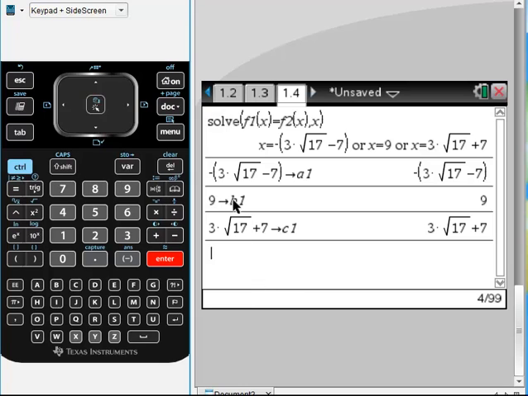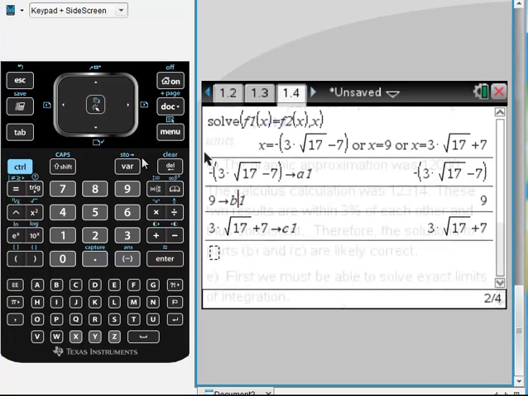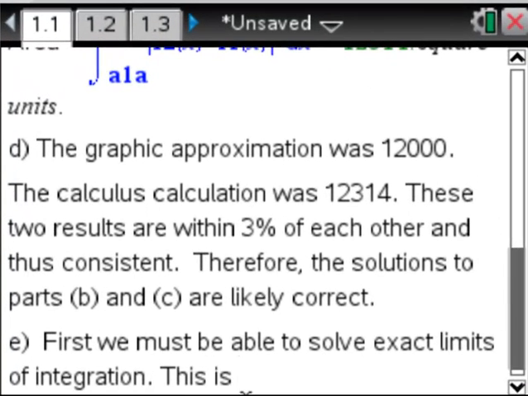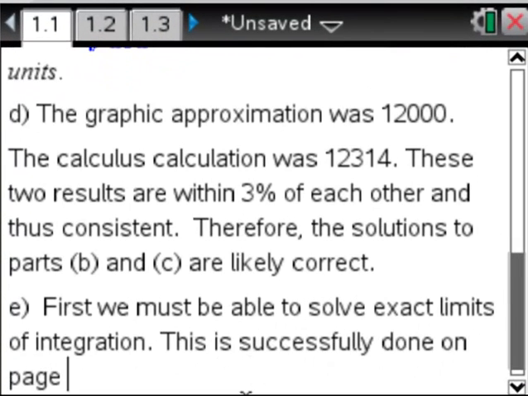So let's go back to that notes page and point that out. And we should point out to the person reading this document that we have stored these limits of integration into variables A1, B1, and C1.